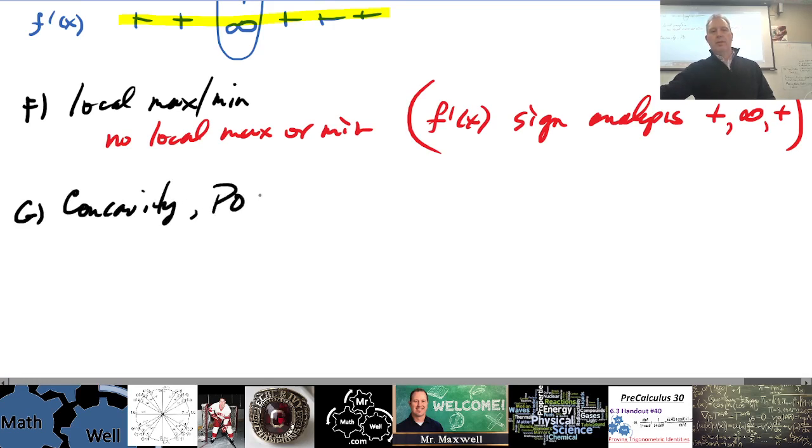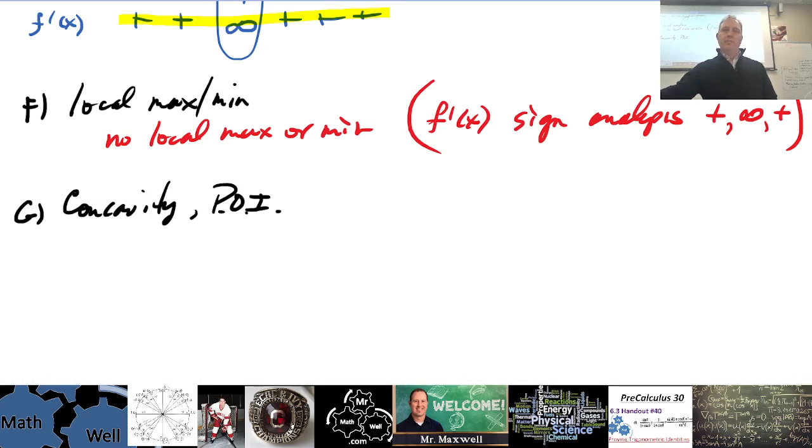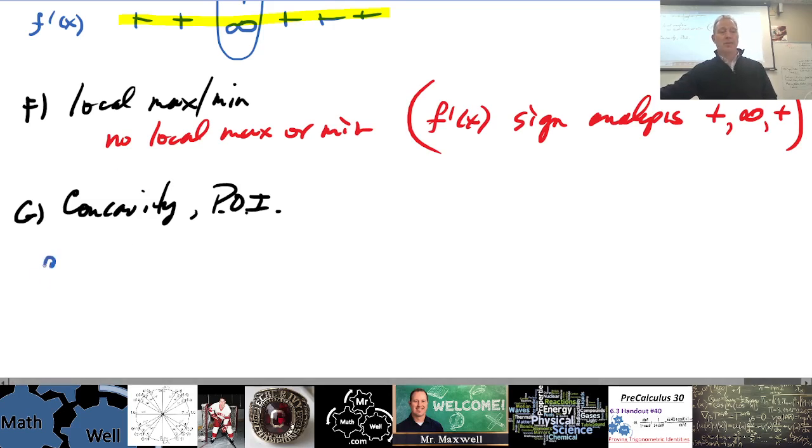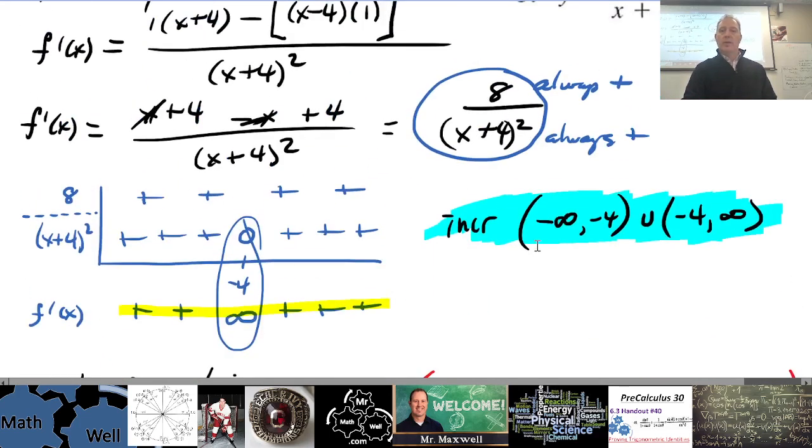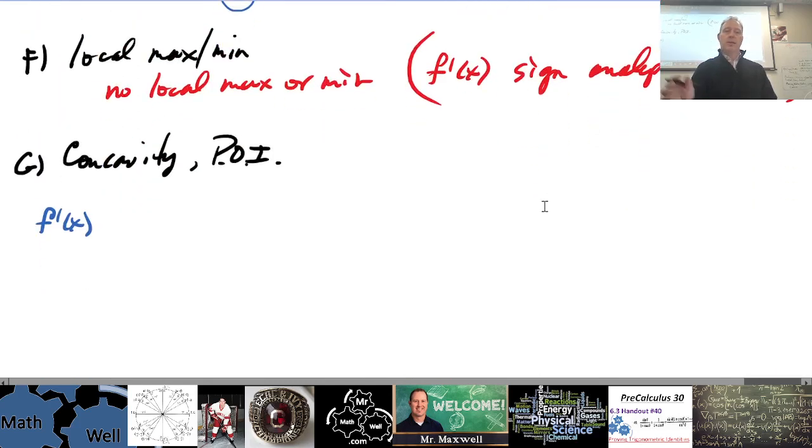Concavity, points of inflection. Okay. All right. So here we need to find the second derivative, don't we? Where's my first derivative here? 8 over (x plus 4) all squared.